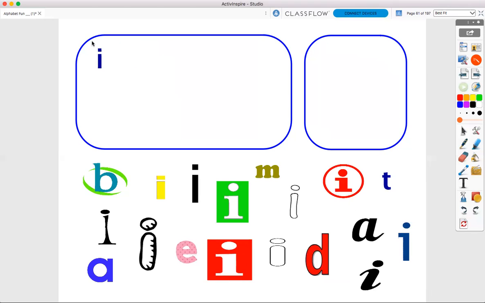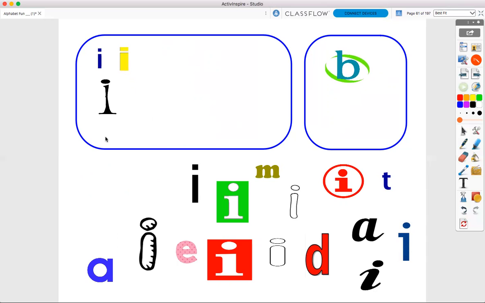Lowercase little guy letter I is a line with a dot right over top. So let's put letter I in this box. Not the letter I goes right over here. Is this the letter I? Yes. Lowercase letter I. Is this the letter I? No. What about this? Yes, the letter I.